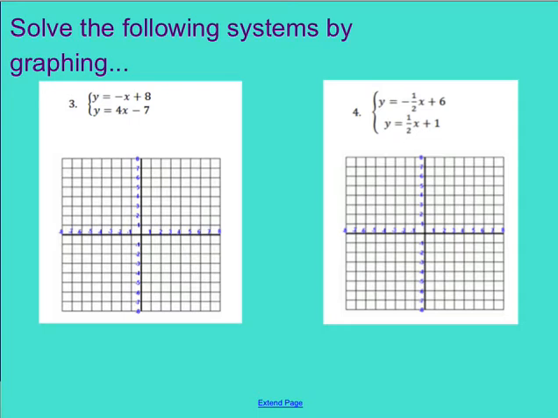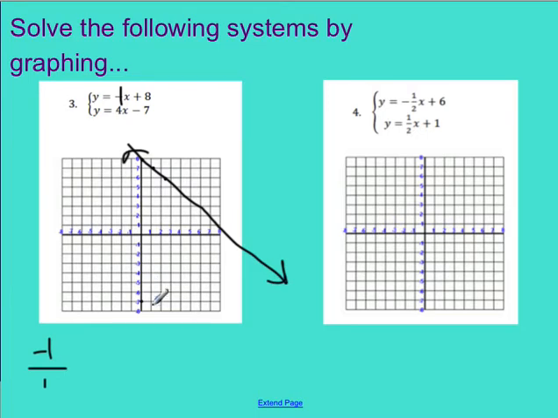So for number 3, we're crossing the y-axis at 8. Now 8 is going to be right here. So the slope is negative x, which is the same as negative 1x. Well, negative 1x is negative 1 over 1. Okay? So that means from my y-intercept of 8, I'm going down 1, right 1. Down 1, right 1. And I'm going to go ahead and draw that.